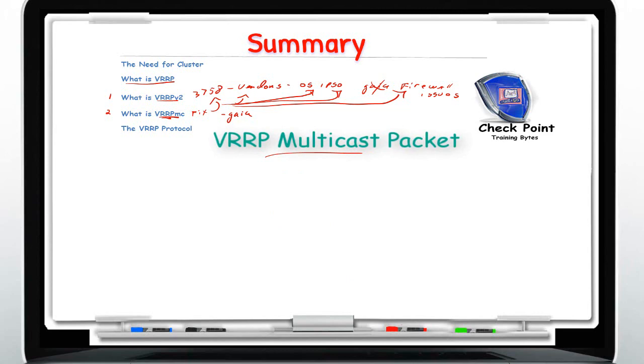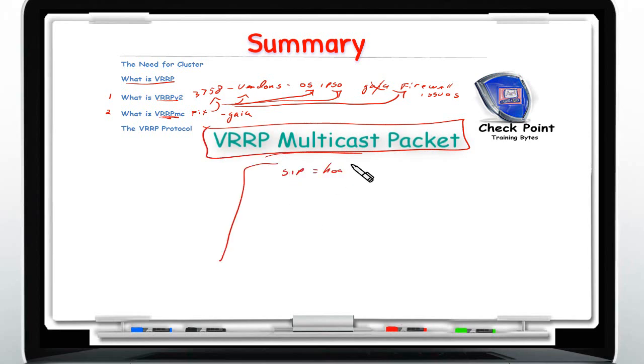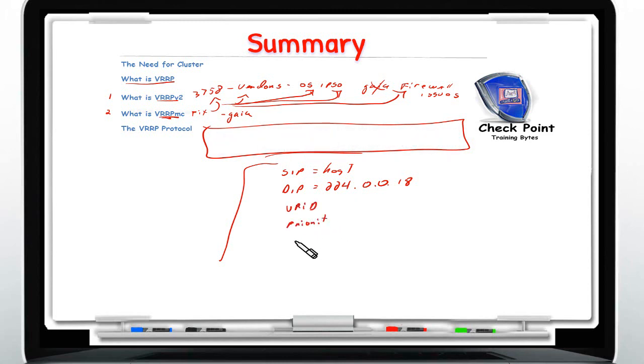And then we discussed the information that's contained in the VRRP multicast packet. And inside the VRRP packet, there's going to be a few pieces of information like the source IP address, which is the host that's going to be sending the VRRP multicast packets. And then the destination is going to be the multicast address 224.0.0.18, which is a reserved VRRP multicast IP address. And the packet will also contain the virtual router ID number, the priority of this member, and the time to live, which should always be equal to 255.